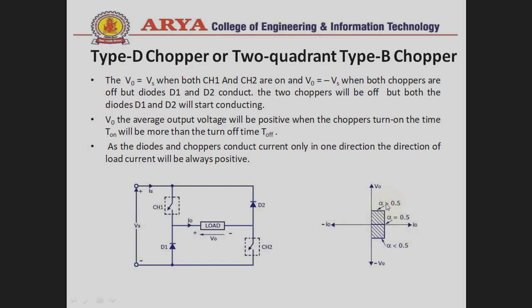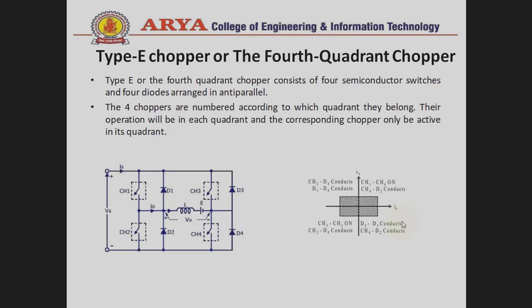Here the value of duty cycle is shown. When duty cycle is greater than 0.5, it means V out is positive. When the duty cycle is less than 0.5, it means V out is negative, and if duty cycle is equal to half, it means the output voltage is 0.